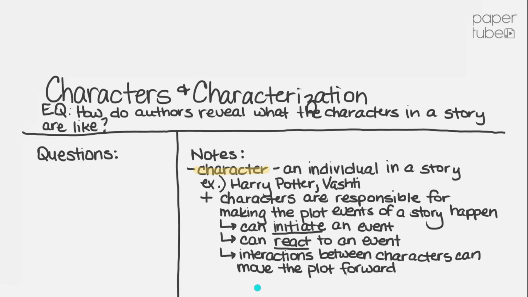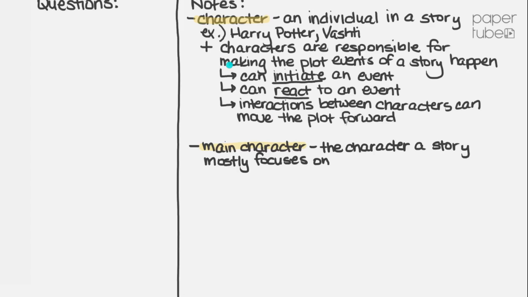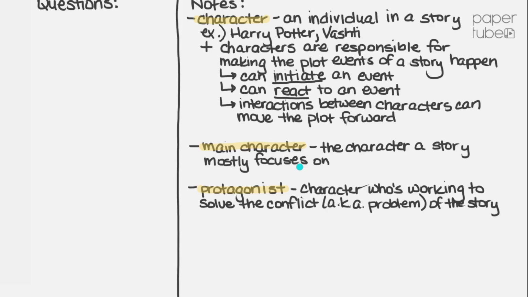We're going to go ahead and look at different kinds of characters that you might encounter in a story. The main character of the story is the character that the story is mostly focused on. A protagonist, and you guys heard me use this word the other day when we were talking about Hatchet. The protagonist is the character in the story who's working to solve the conflict of the story. They're working to resolve whatever the problem is.